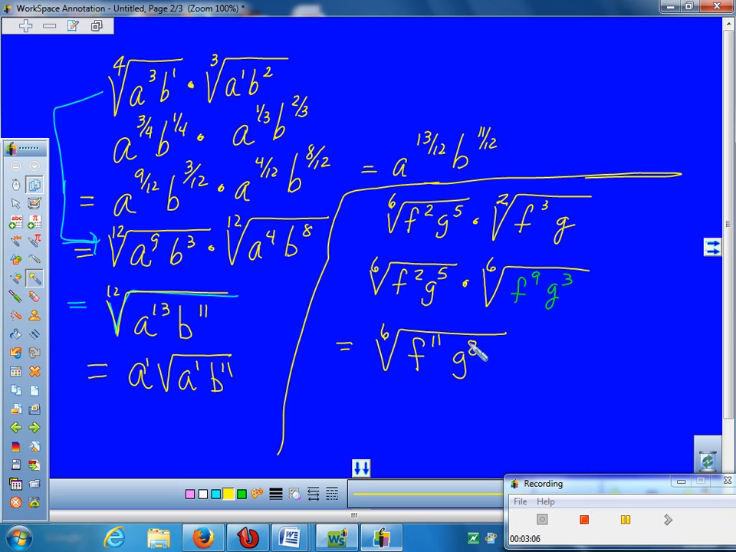Are you done? Are they simple? Will 6 divide into 11? Yeah. Most of the time you will be able to simplify. So 6 goes into 11 how many times? It goes in one time with a remainder of 5. Okay, 6 goes into 8 once with a remainder of 2.